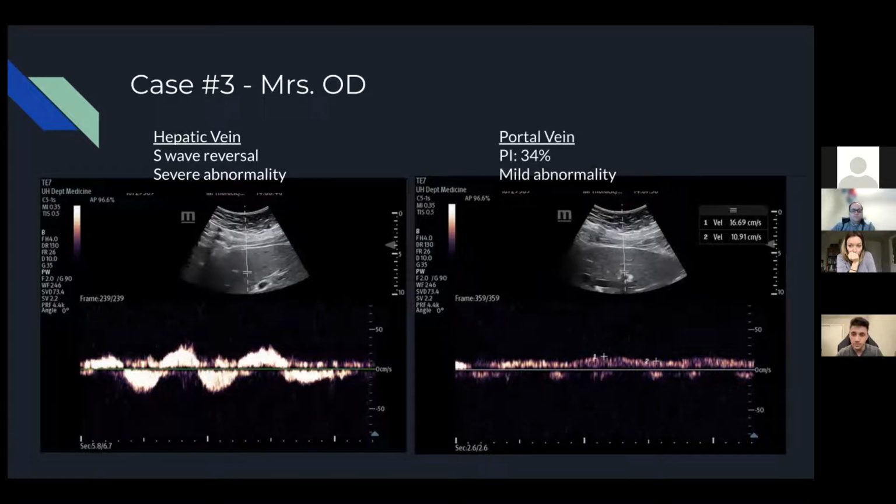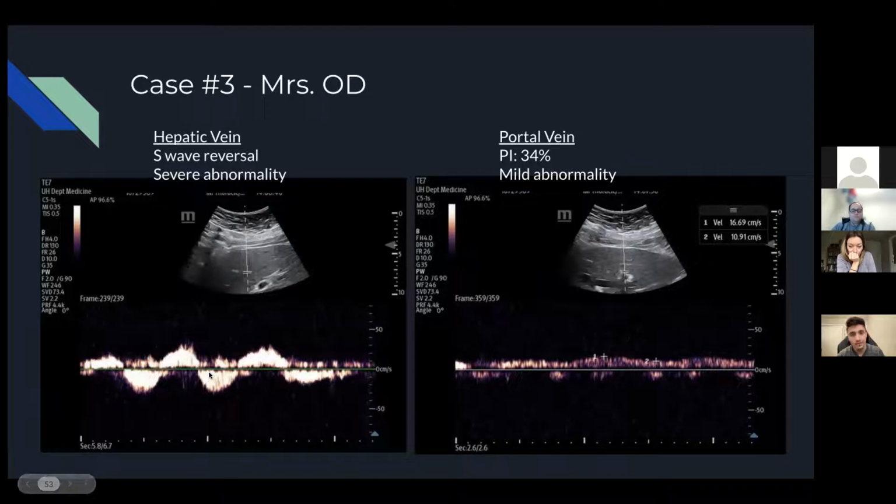Sorry to interrupt, Hamza. Just for the sake of teaching, could you just point out to us where the reversal of the S wave is? Yeah, for sure. So we would say, based on this, this would be her S wave here, and this is probably her D wave here.